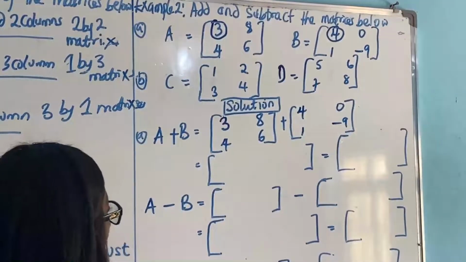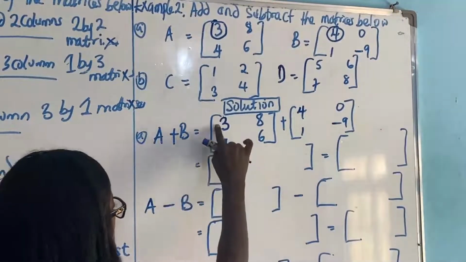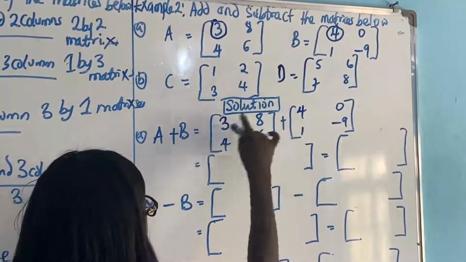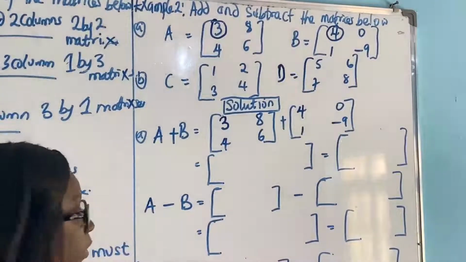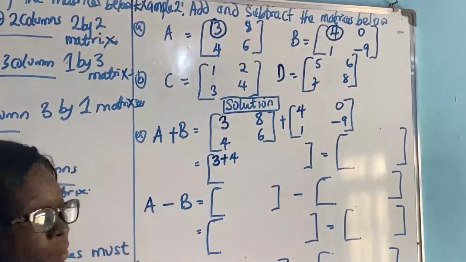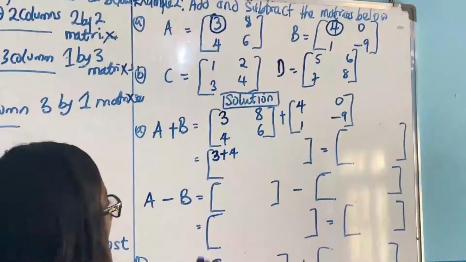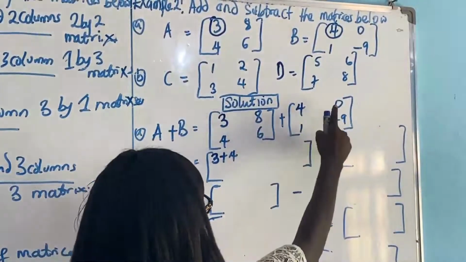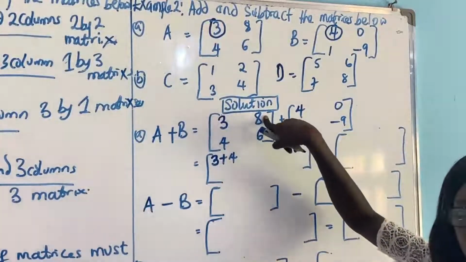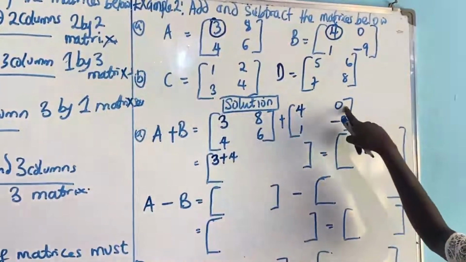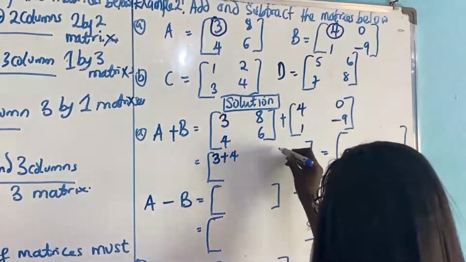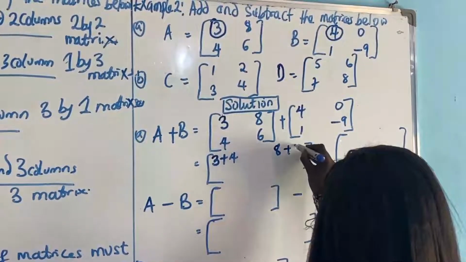Okay, so let's add now. The rules say pick this and pick this. They are in the same row and also in the same column. So I will pick 3 plus 4. The next one I have 8 and 0. This one is in the first row and second column, and this is also in the first row and second column. So I have here, I'll just give a space, 8 plus 0.